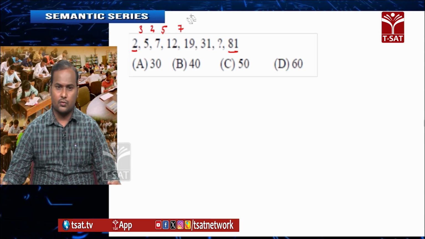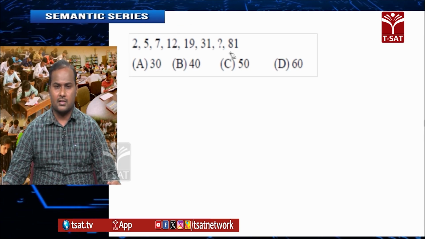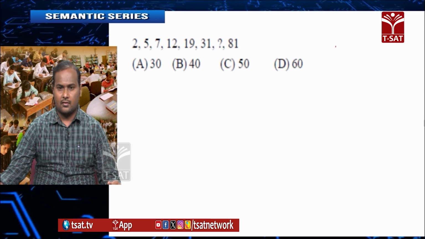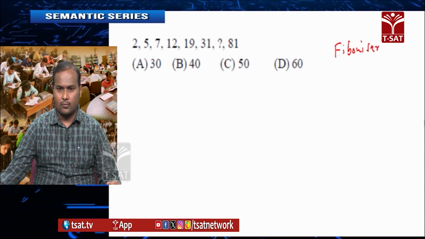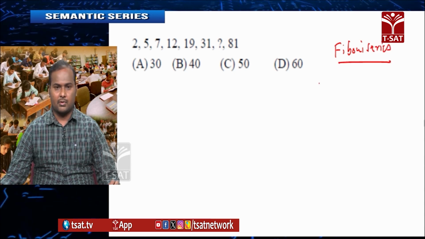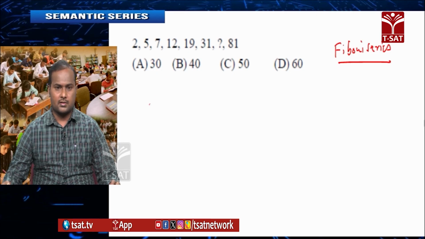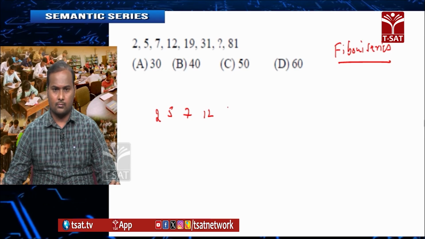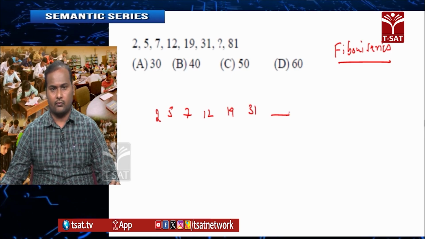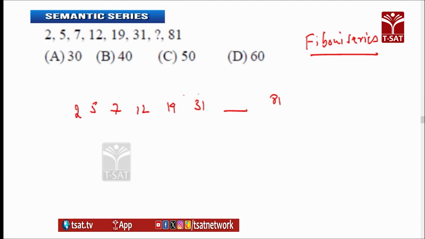In fact, if you see this question, there is a particular name for this kind of series, that is called the Fibonacci series. This is a very important series. So what is meant by Fibonacci series? In this particular series, the pattern is 2, 5, 7, 12, 19, 31. We need to find the answer, then 81. In Fibonacci series, we need to add the first two numbers. That is, to get this 7, we have to add 2 and 5. So 2 plus 5, you got 7.